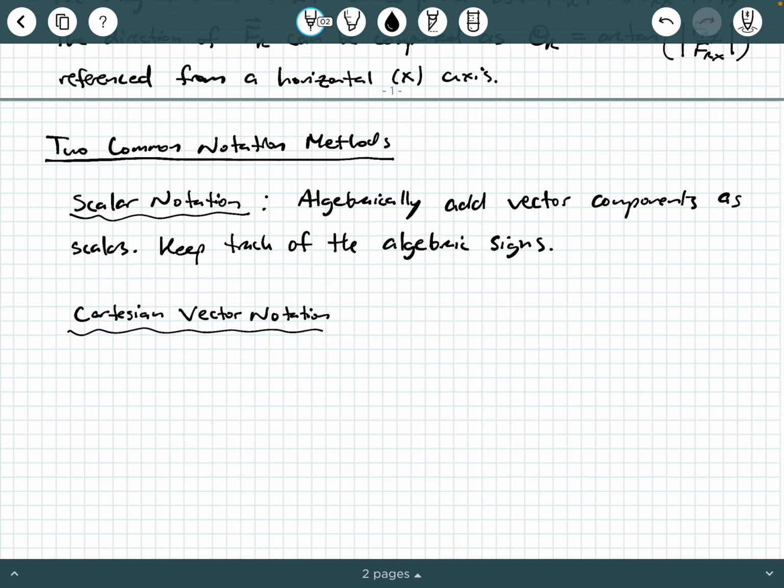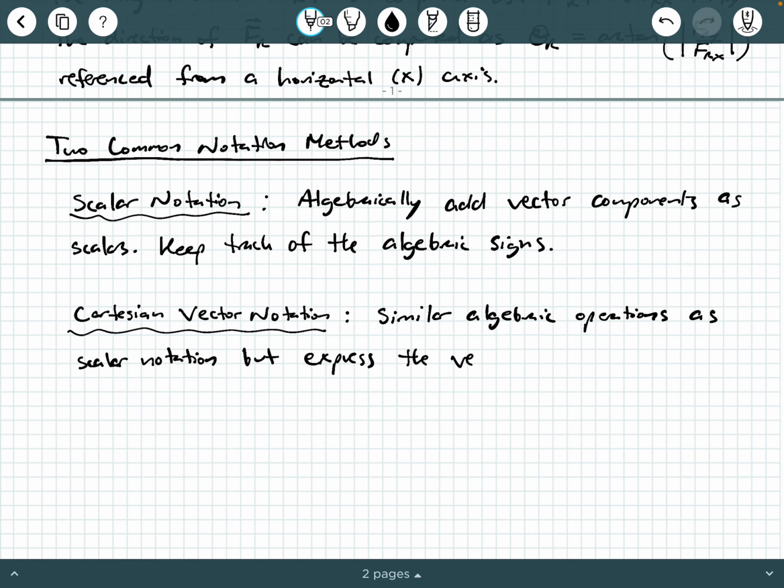Okay, Cartesian vector notation. So what we do is we perform similar algebraic operations as scalar notation. Okay, but what we do is we express the vector components in terms of unit vectors. Okay, in terms of unit vectors.